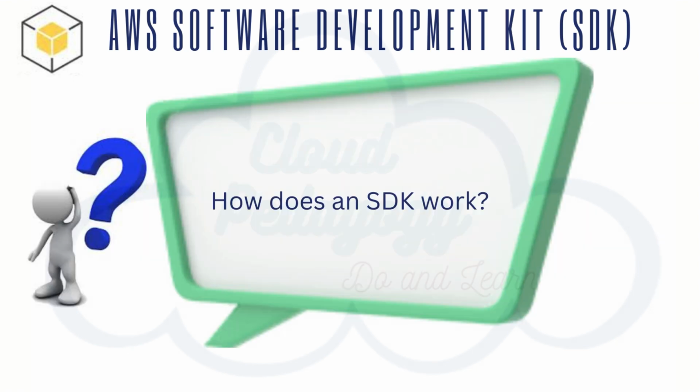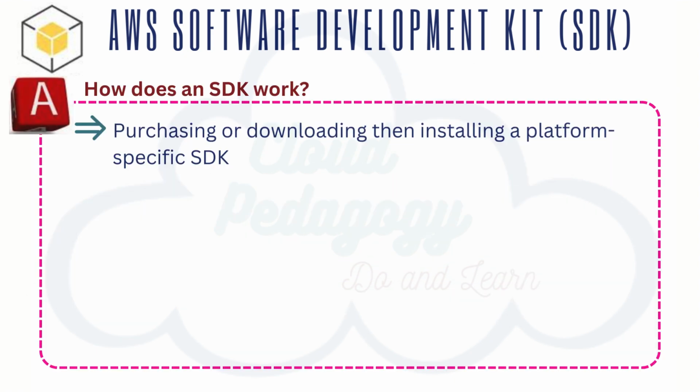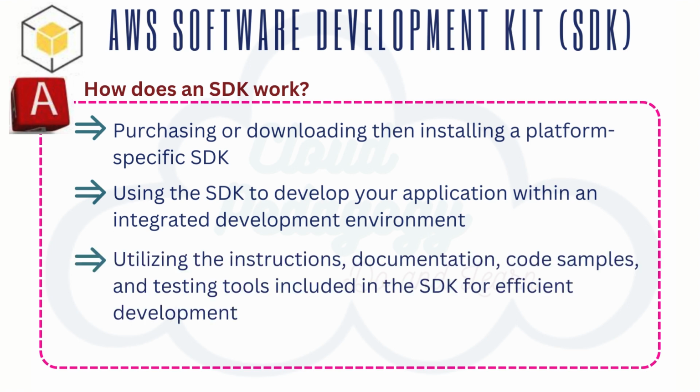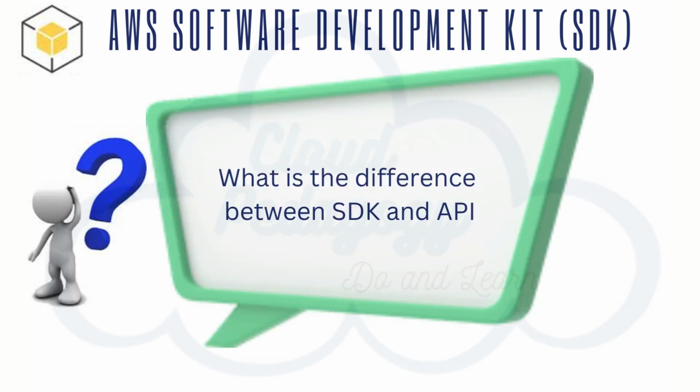Next question. So, how does an SDK work? Using an SDK usually follows 3 steps: purchasing or downloading it, installing a platform-specific SDK, and using the SDK to develop your application within an integrated development environment, utilizing the instructions, documentation, code samples, and testing tools included in the SDK for efficient development.